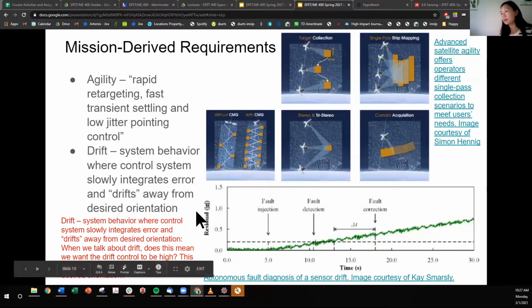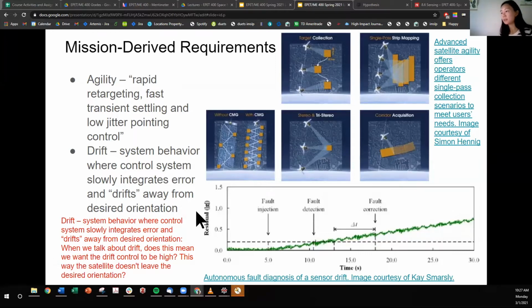So the question down here is, when we talk about drift, does this mean we want the drift control to be high? This way the satellite doesn't leave the desired orientation. I don't know if the language here, drift control to be high, is what I would use. But it is true that we don't want the satellite to leave the desired orientation.